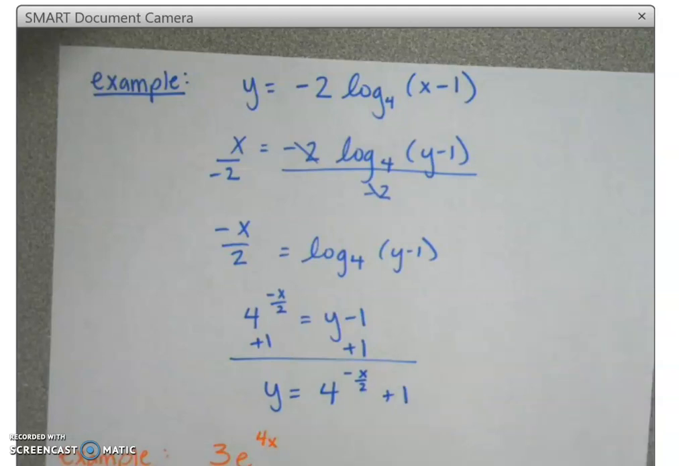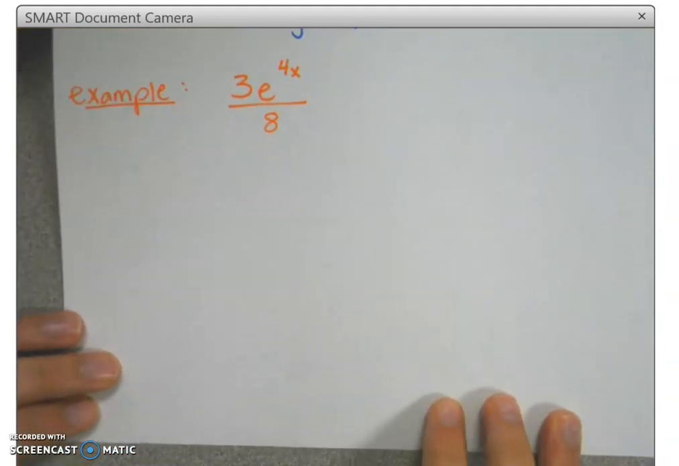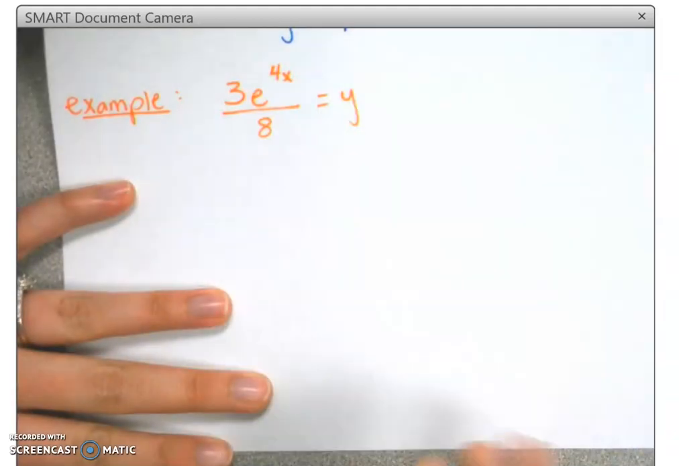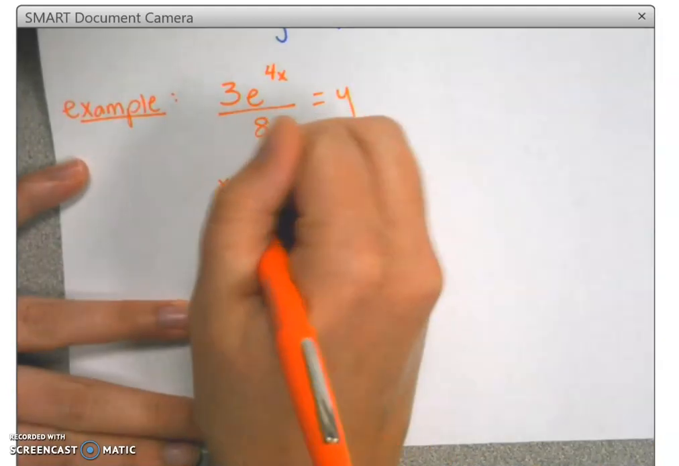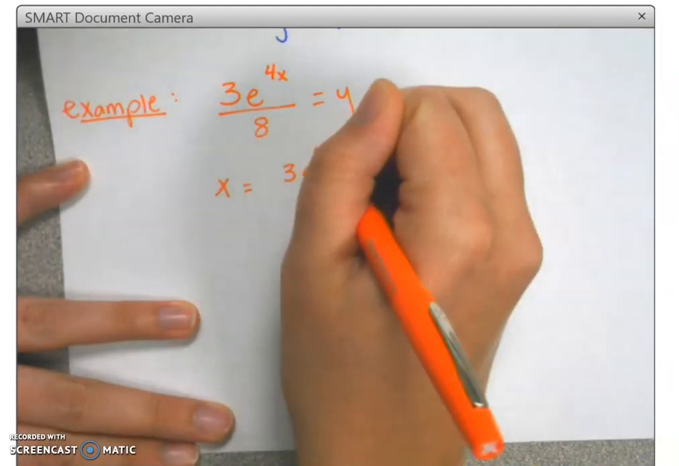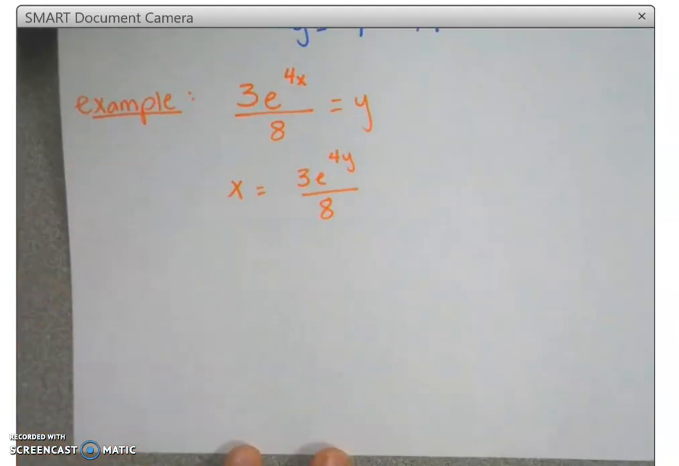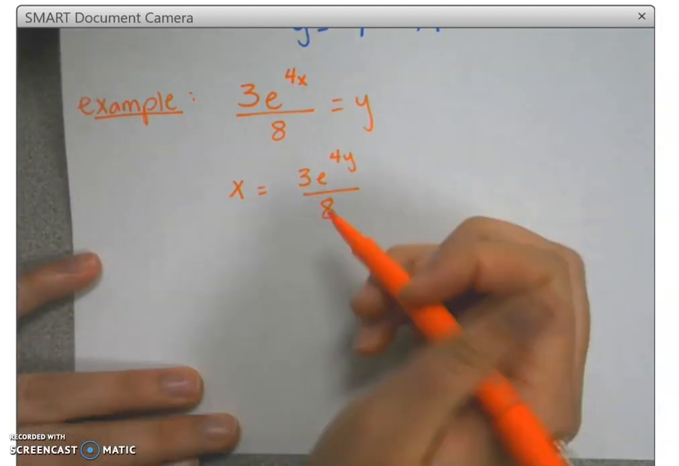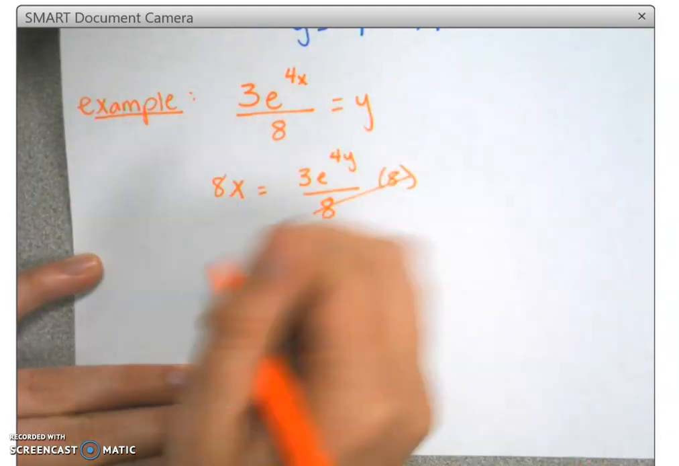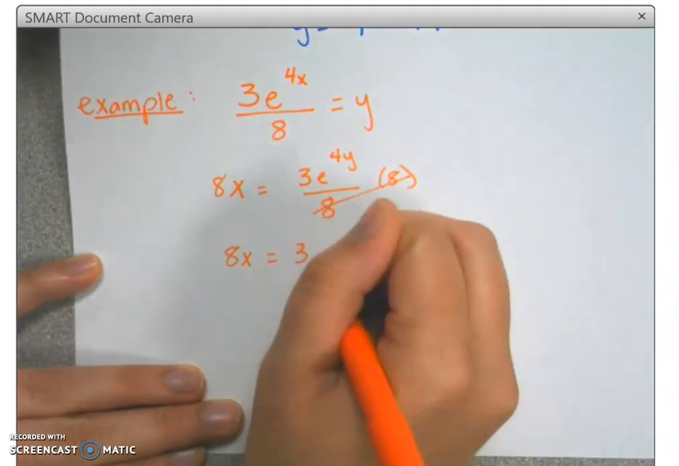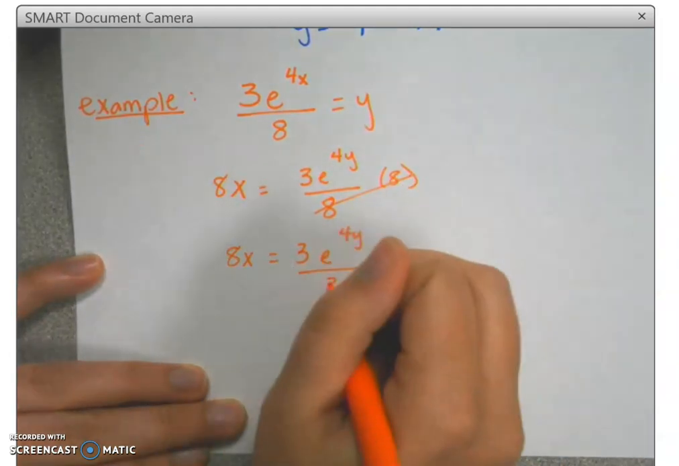We're going to do one more example together, and this one I'll do with a natural log. Oops, I forgot to put y equals. Okay. So step 1 is switch x and y. From here, I need to get it so that it is just the base and the exponent. So I need to get rid of this divide 8 first, and you get rid of that with a times 8. And now I'm going to get rid of this 3, so we're going to divide by 3.